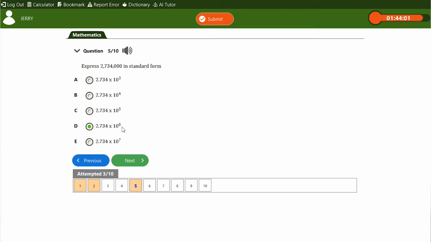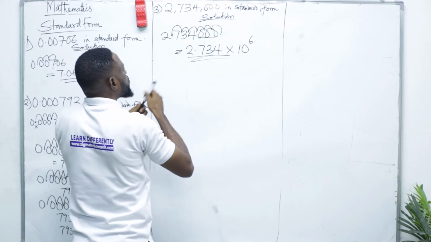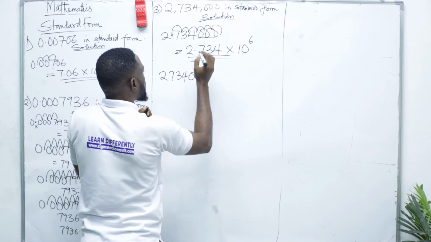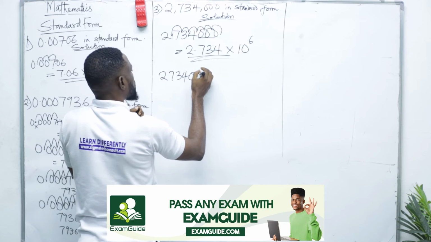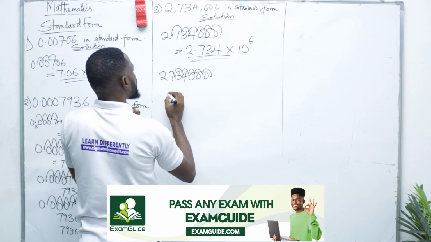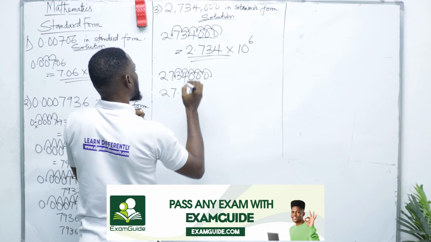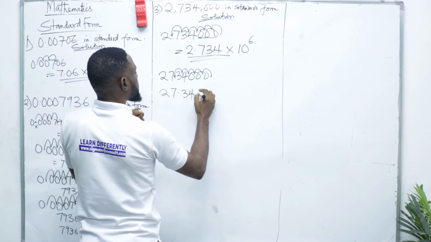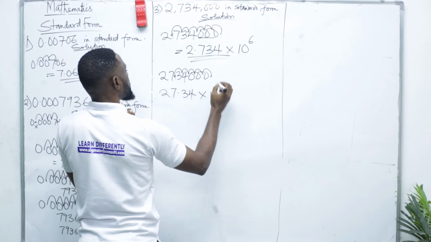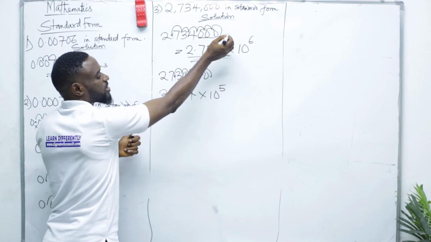We can have this into B. If this point had ended here, it would have been, let's say, 2734000. This point moving 1, 2, 3, 4, 5, and stop here. So this would have been 27.34 times 10 raised to the power. How many times? 1, 2, 3, 4, 5. 10 raised to the power 5. It is still the same thing as this whole thing.